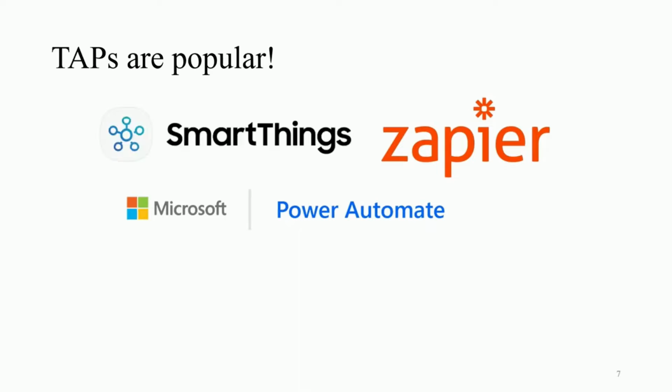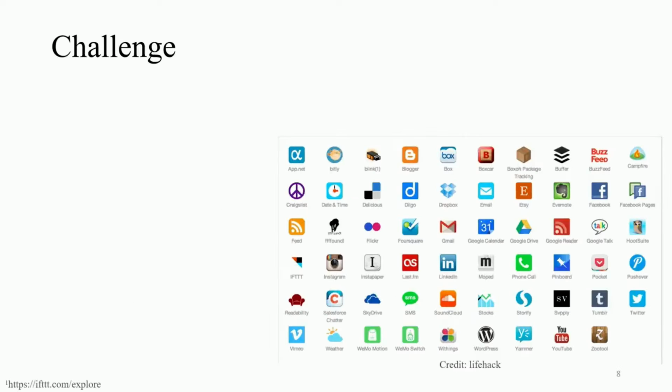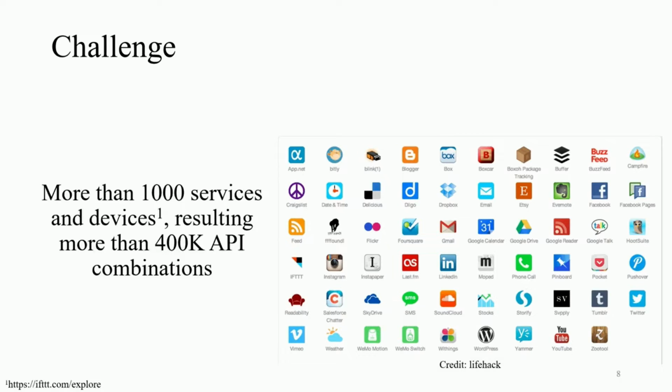Many TAP platforms have emerged in recent years. Such programs have been applied in various domains ranging from business automation to personal home assistance. The growing popularity of TAPs is followed by the increasing number of supported services and devices. For instance, by 2021, there were more than 1,000 available services in IFTTT, resulting in more than 400K API combinations. Thus, composing TAPs becomes challenging due to the enormous search space.